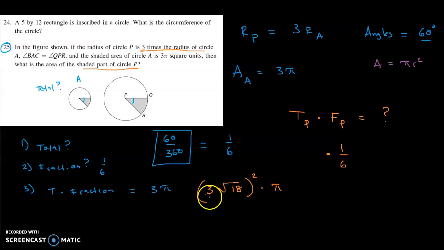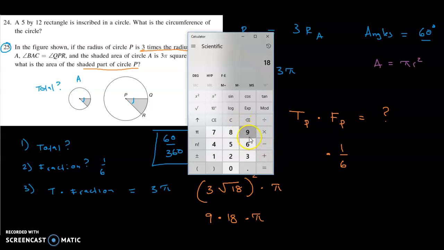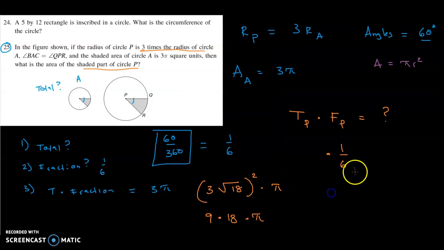Well, what would this be squared? Well, 3 squared is 9. Root 18 times root 18 is just 18. So we have 9 times 18 times pi. And that's what that is. Oh, this is getting long. I think you kind of get the idea from here, but let's just quickly see if we can finish this off. 9 times 18 is equal to 162. So the total area would be 162 pi.